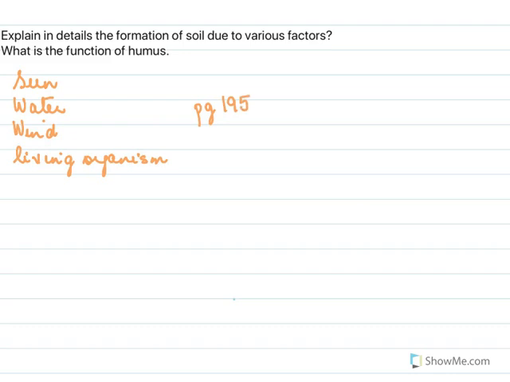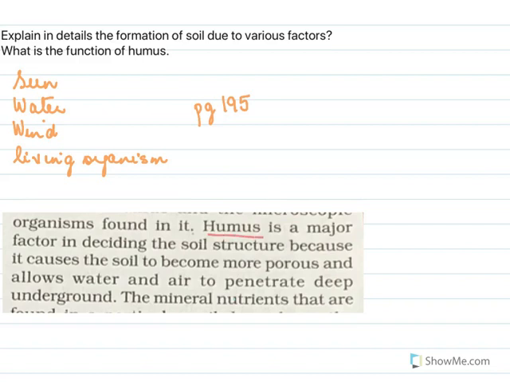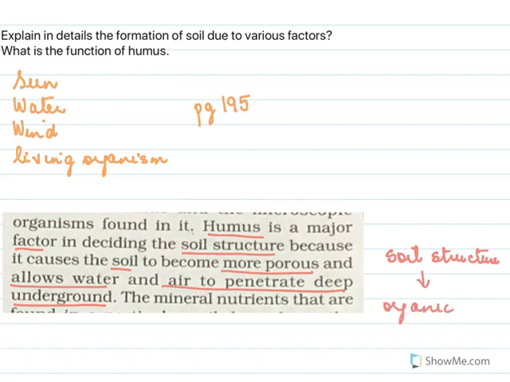Next, what is the function of humus? Now, humus is a major factor in deciding soil structure because it causes the soil to become more porous and allows water and air to penetrate deep underground. So it basically decides the soil structure. It also adds a lot of organic material to the soil. More importantly, it makes the soil porous and allows water and air to penetrate deep underground.